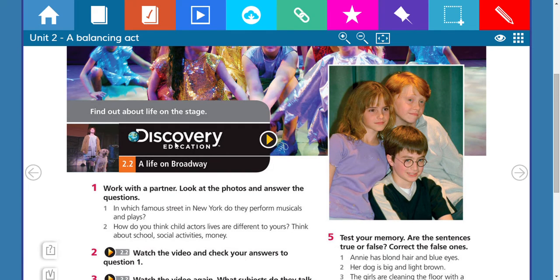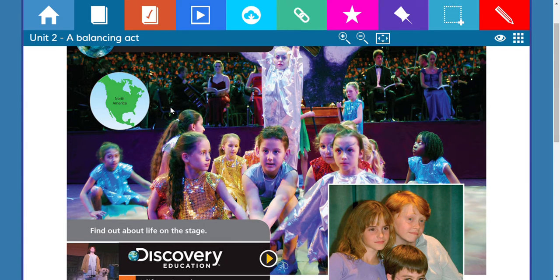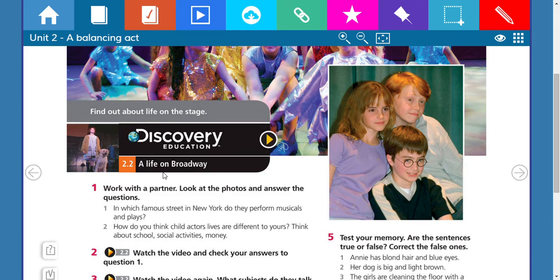Okay, listen. In this part it says, find out about life on a stage. So we're going to talk about maybe a play. Okay, maybe a play. In, I don't know, they could be actors or dancers. Okay, life on Broadway. So what you have to do is to listen, then work with a partner, look at the photos. Oh, excuse me, we did this, no? How do you think child actors live? There is a question here. How do you think child actors' lives are different from yours? Think about school, social activities, and money.